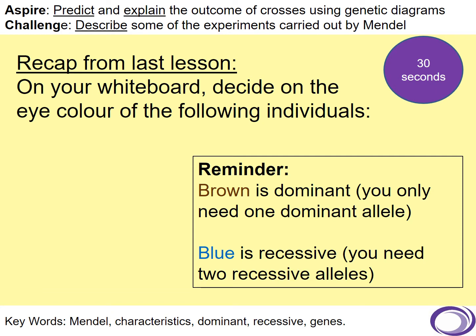Okay, so on your whiteboards, I want you to decide on the eye colour of the following individuals. And I've reminded you that brown is dominant when we're talking about eye colour, so you only need one dominant allele. And blue is recessive, so you need two recessive alleles. So 30 seconds, what colour eyes would the following three individuals have?